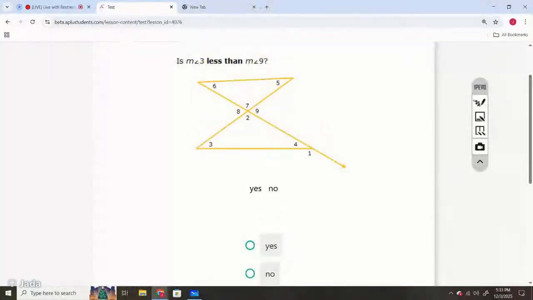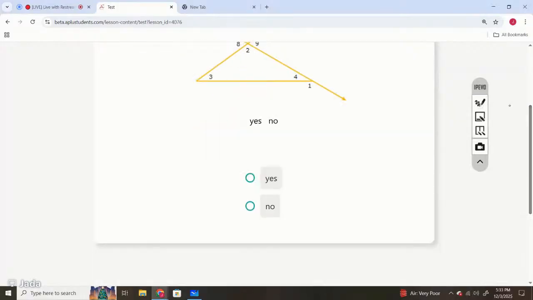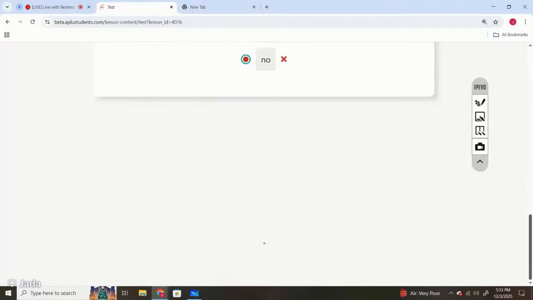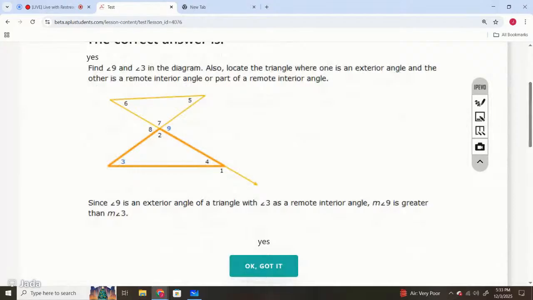Is the measurement of angle 3 less than the measurement of angle 9? Here is angle 3 and here is angle 9. I think they are the same. The correct option is no. Yes, angle 9 is the exterior angle of the triangle, with angle 3 as a remote angle. Angle 9 is the exterior angle, that would be the sum of the other two angles. Got it?